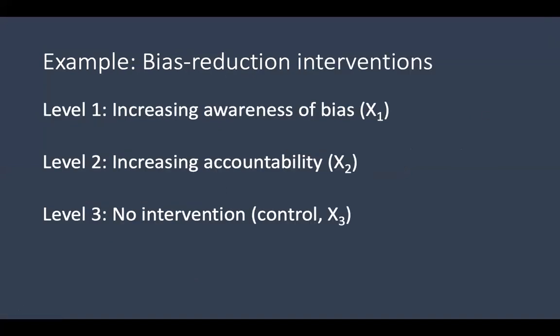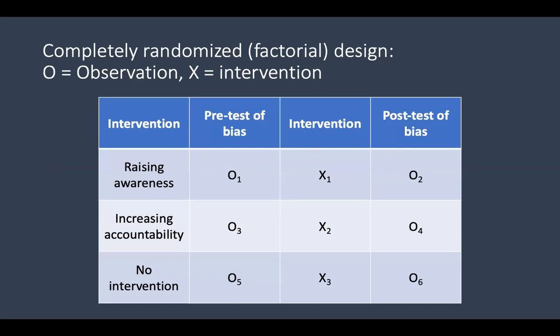For example, remember the bias reduction interventions in our accent bias study. Let's say that we only have three levels for our intervention. Two of them are treatment, and the third level is the control group, represented as X1, 2, and 3. If we have a completely randomized factorial design, factorial means treating that as a factor, and full experimental design, we'll have three interventions, three groups, but we also have a pre-test of bias and a post-test of bias measures. So we have a completely randomized pre-post design here.